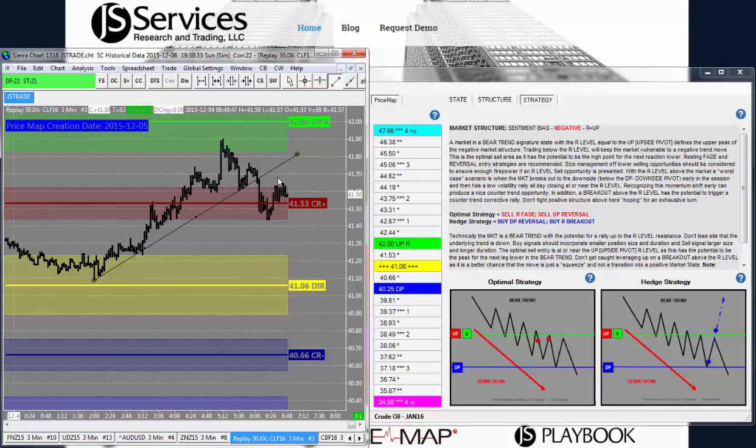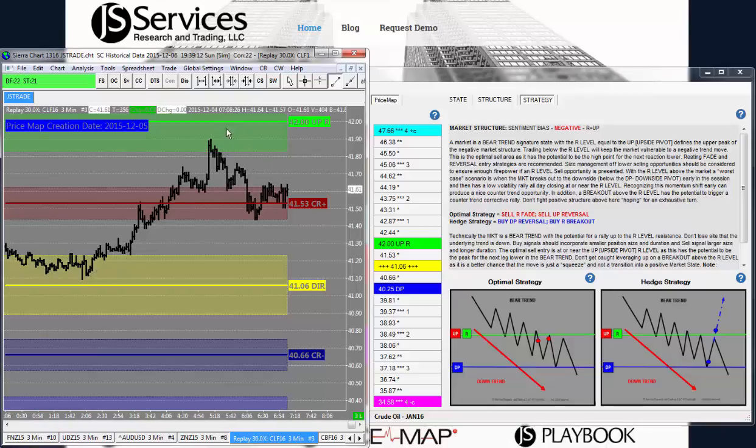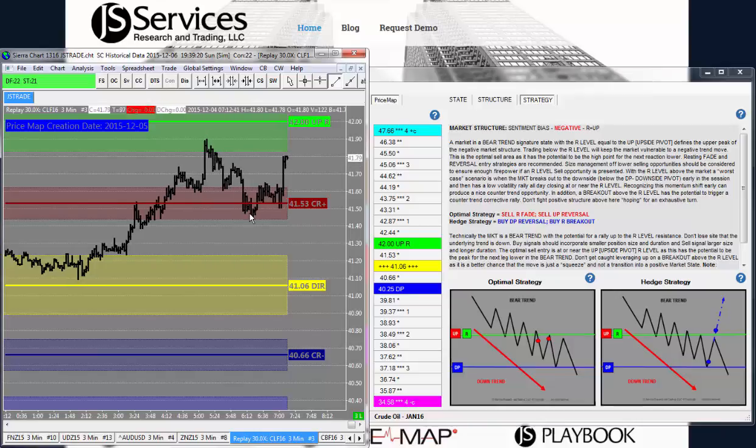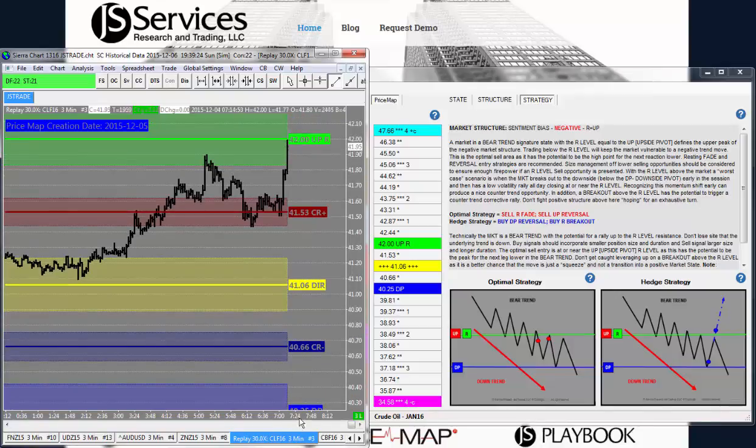So we're continuing to look to sell against 42 even. We're looking to sell against the R level. The market was building positive structure. We came up to our resistance point. Now we're looking for negative structure. Can we build some negative price structure? We are coming into the US session, so things are getting a little excited. And we're getting a retest of the R level.